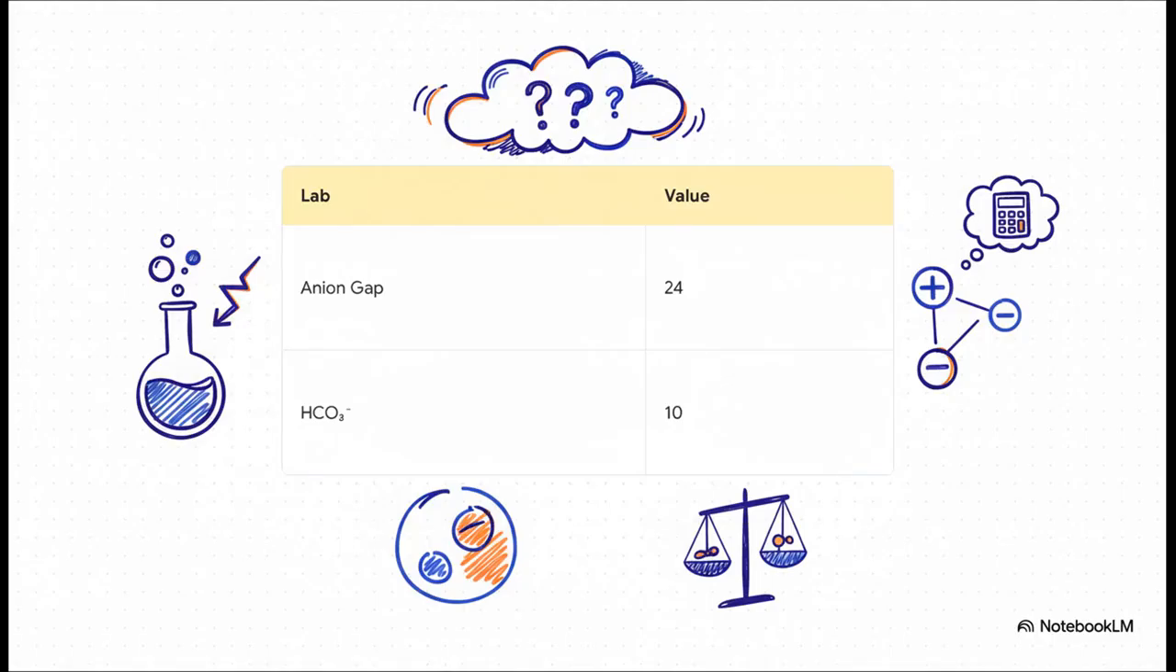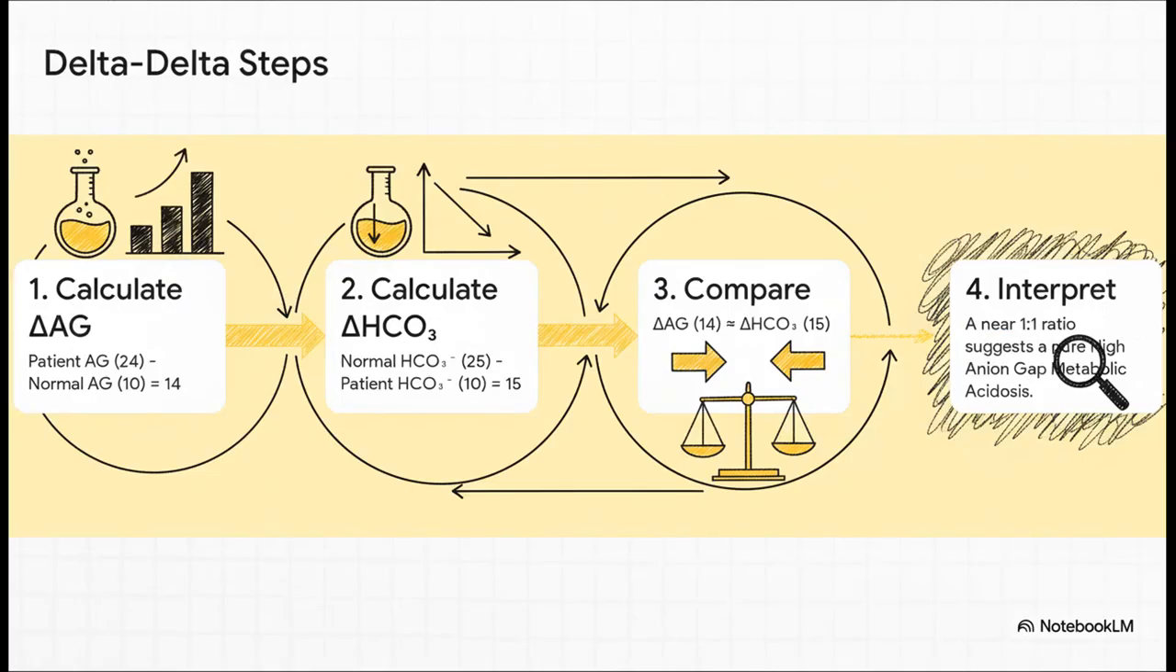So to see this in action, let's look at a brand new case. This patient comes in with an anion gap of 24, so it's high, and a bicarbonate of 10, which is low. We know for sure there's a HAGMA going on, but the question is, is there something else hiding in there too? Let's walk through the steps. First up, the delta AG, which is just the change in the anion gap. The patient's is 24, and let's say a normal gap is 10, so the gap went up by 14.